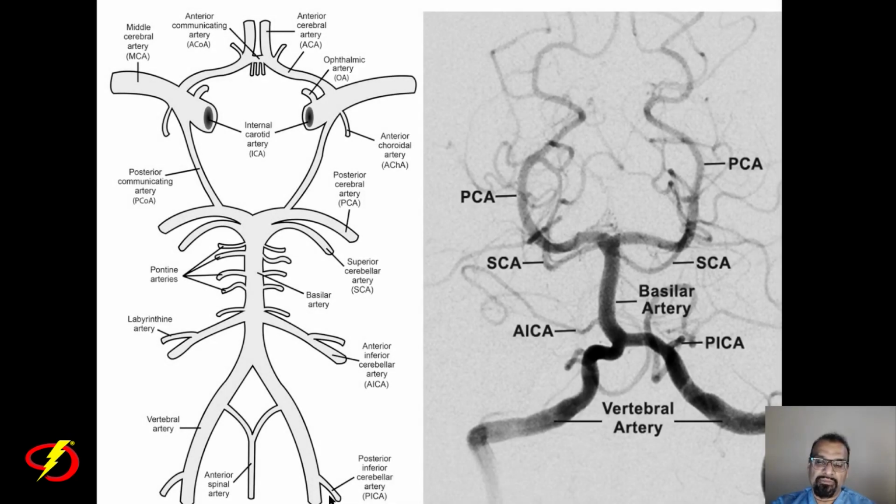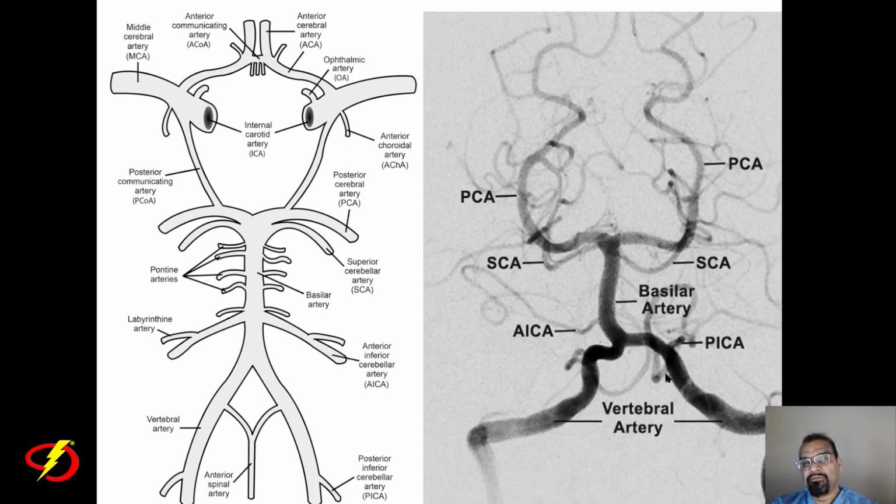So again, here's the posterior circulation. Both vertebral arteries form the basilar artery. Before they do, they give off the posterior inferior cerebral artery. After they form the basilar artery, they give off the anterior inferior cerebral artery. Then the next major vessel is the superior cerebral artery, and then finally the basilar artery terminates in the posterior cerebral artery. Notice all these pontine perforators that you typically don't see on angiography. The posterior circulation communicates to the anterior circulation via the posterior communicating artery.